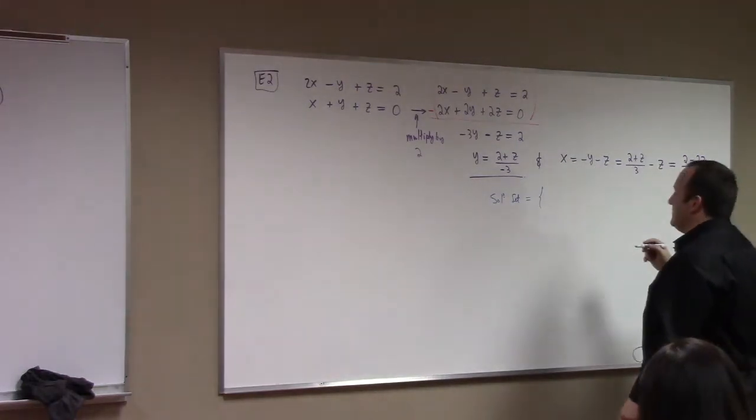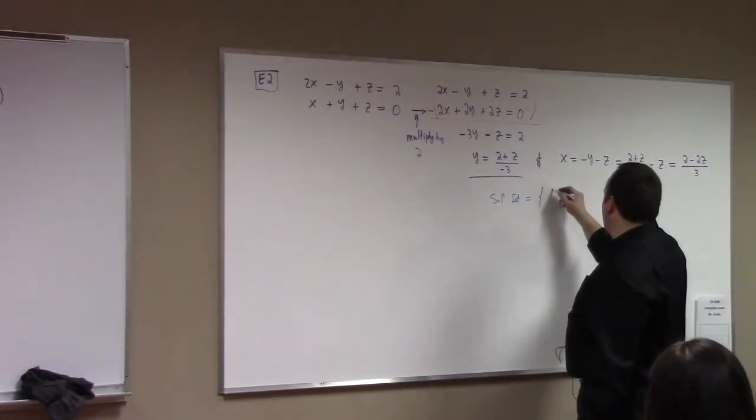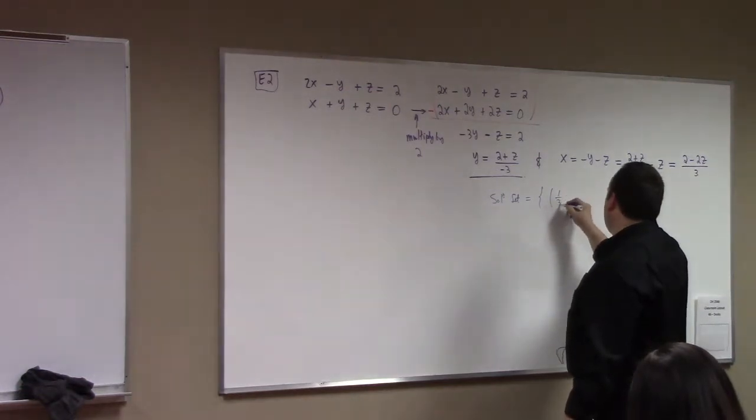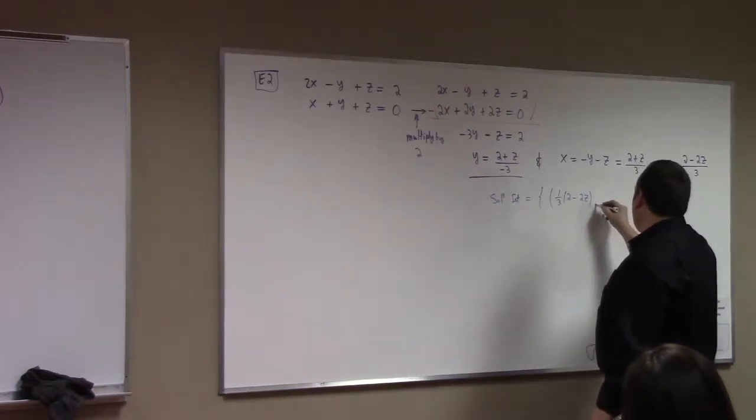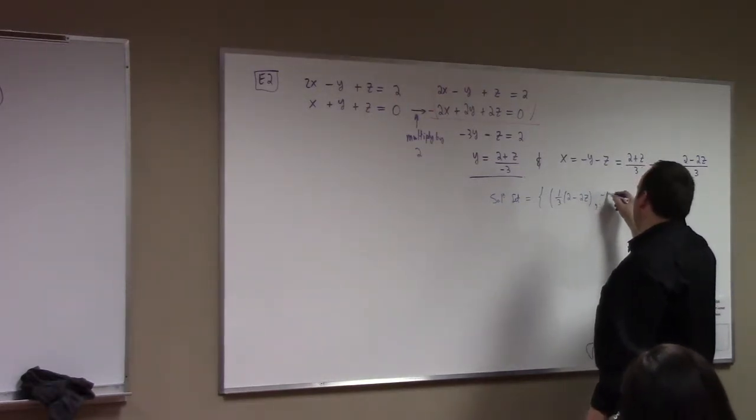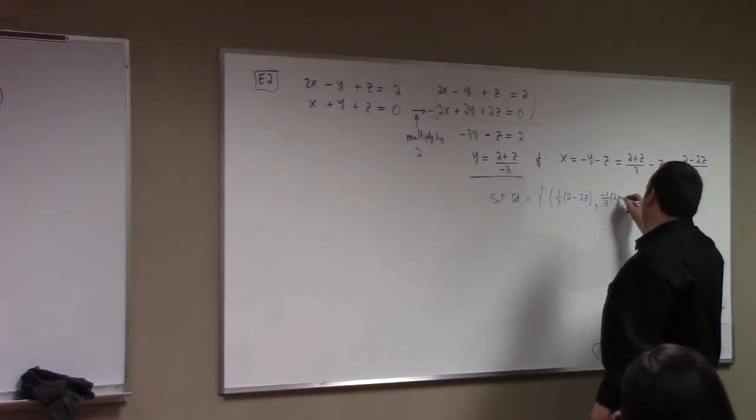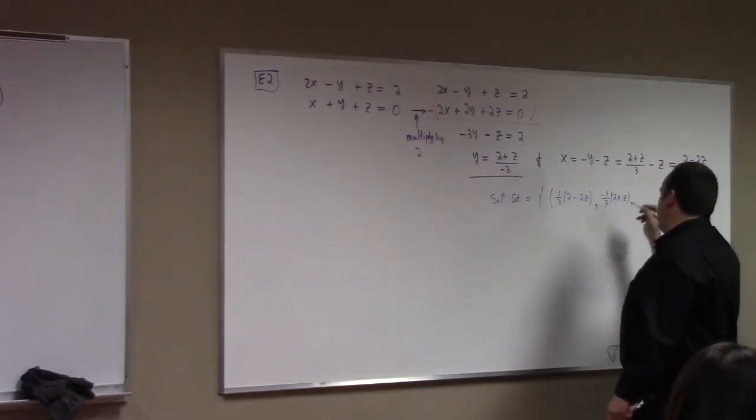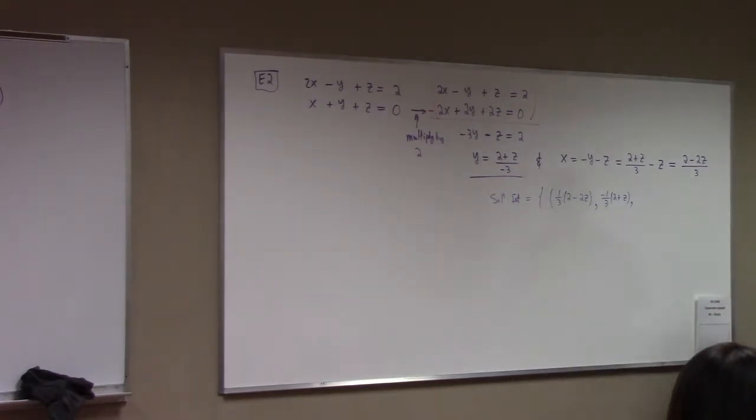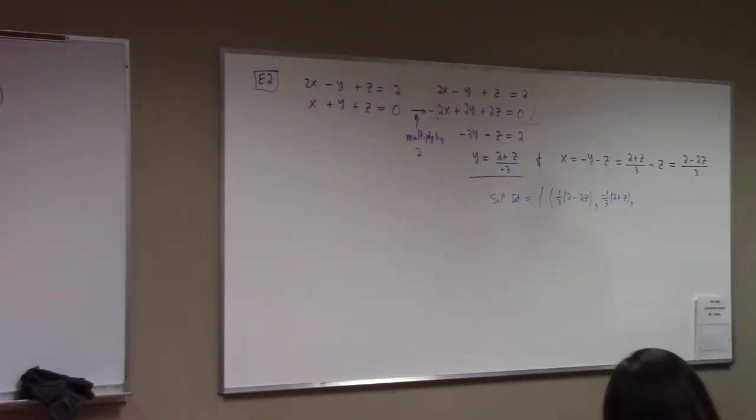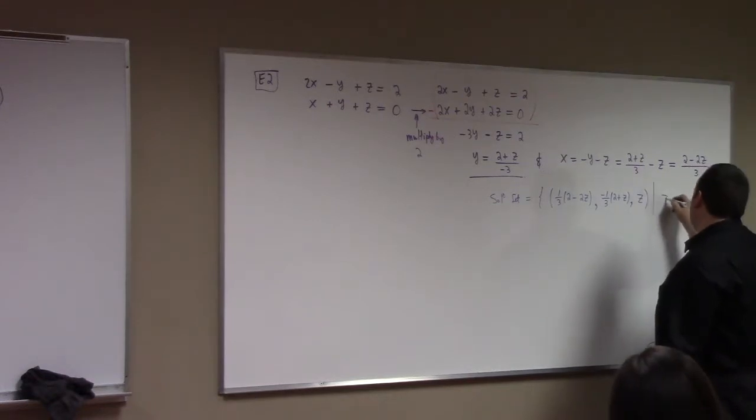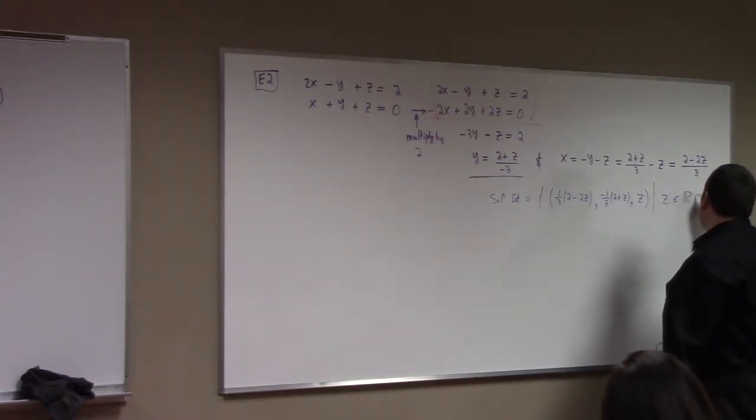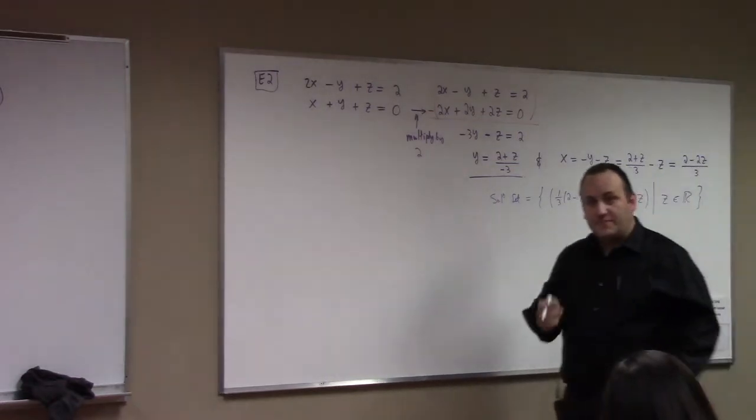Solution set would be x. What is x? I'll write it as 1/3 of 2 minus 2z, right? What's my y? My y is minus 1/3 of 2 plus z, right? What is my z? What's z equal to? Just z. Very good, yes. And z is what? Any old real number. That's the solution set here.